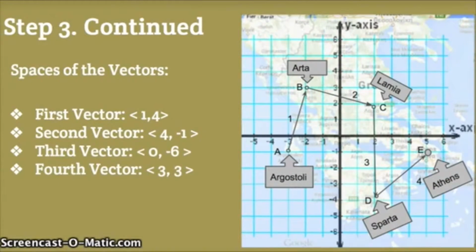So, the definition of the spaces of the vectors means how much space you have to go from one point to another point, such as the first vector. You have to go 1 space to the right and 4 spaces up to reach the other point. So, the second vector goes 4 to the right and 1 down. The third vector goes 0 to the right or left and 6 down. And the fourth vector goes 3 spaces to the right and 3 spaces up.